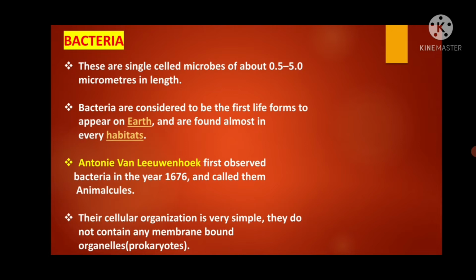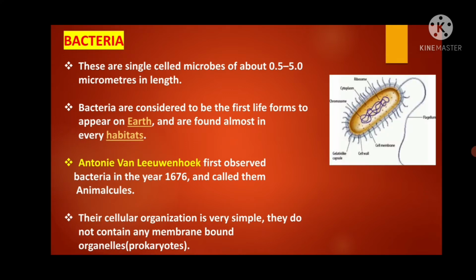Their cellular organization is very simple. They do not contain any membrane bound organelles. When we consider the cellular organization of the bacterial cells, it has a very simple organization without any complexity, because membrane bound organelles are absent in the bacterial cells. So that is the reason why they are considered as prokaryotes.